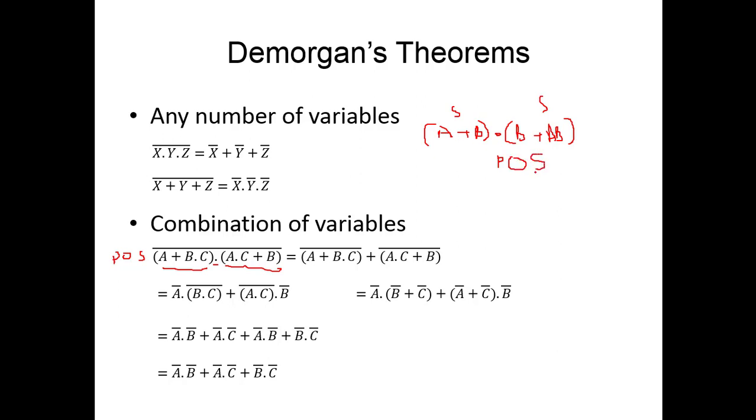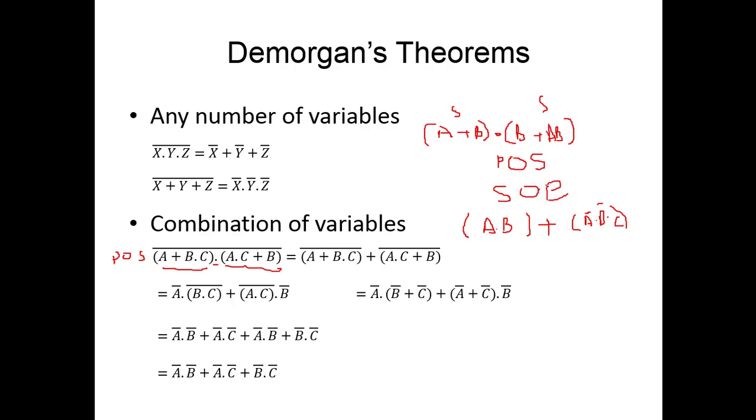Sum of product representation means that we have a sum of two terms or more than two terms, and each term is a product term, like a and b, a complement and b complement and c. So we have multiple terms and we have an OR operation. So this is SOP form, sum of product, and product of sum.